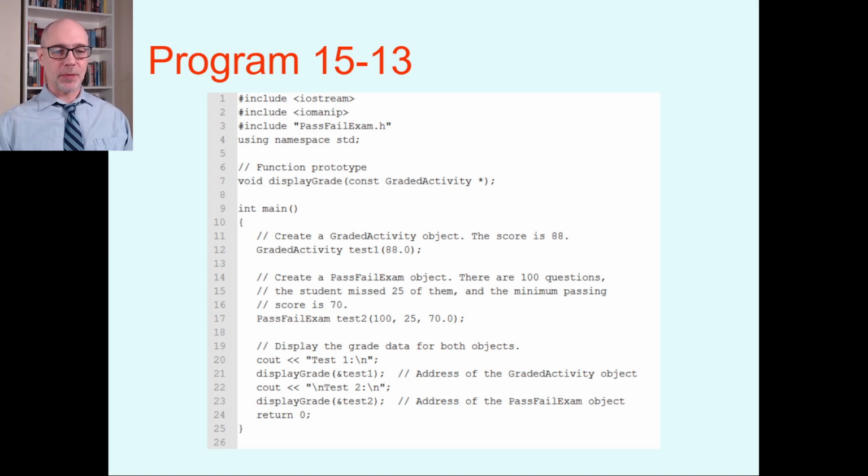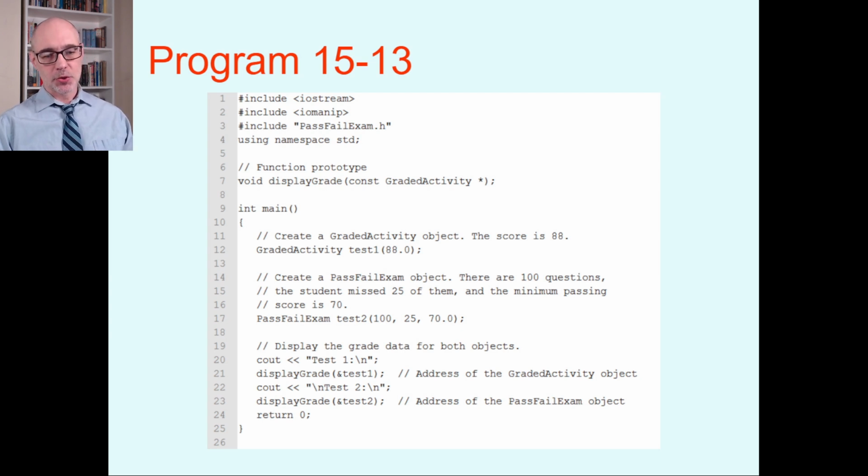What's going to happen in a second, if you look at the prototype on line 7, is there's this function called displayGrade that takes in as an argument a graded activity pointer. And remember, you can pass in the address of an actual graded activity, or you can pass in the address of a pass-fail exam, because again, a pass-fail exam is a graded activity. So you can pass in any one of these things to a function like that. And that's what happens first on line 21. They're passing in the address of test1, which is the graded activity object. And then on line 23, you can also pass in the address of the pass-fail exam object. And either one of those is perfectly acceptable here.